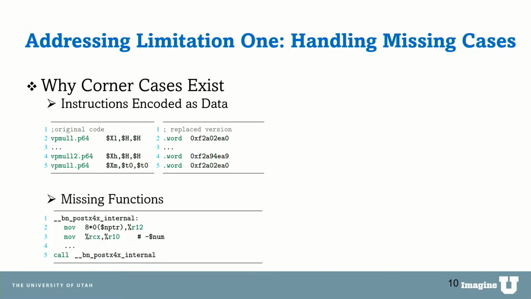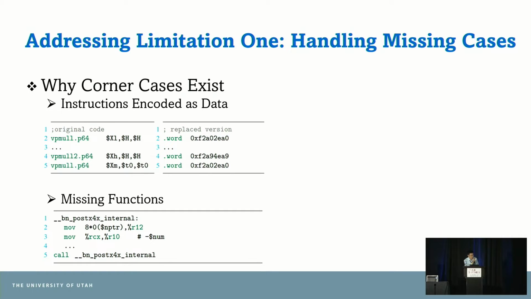So now let's move on to the first major improvement we made. So I'd like to begin the discussion here by answering the question why there are corner cases in Oracle. So in the first case, the instructions fail to be recognized by Oracle during the assembly process because the instructions are intentionally encoded as data by the developers. The developers are doing so because some versions of the assembler may not always support such instructions. So encoding the instruction by raw byte can successfully bypass the assembly process.